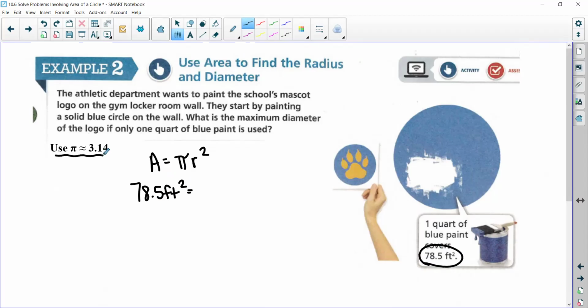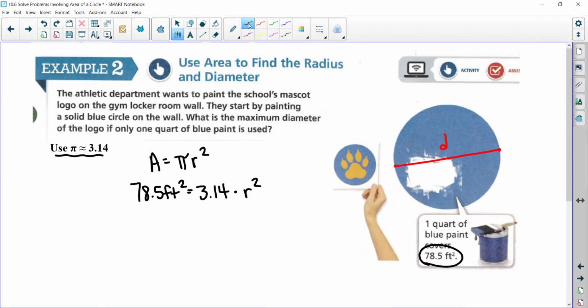It tells us to use 3.14 for pi. So our job is to find the radius. If we go back and look at the problem, what is the maximum diameter of the logo? So we're trying to find the diameter. Remember, our formula doesn't actually use diameter, it uses the radius. So we're going to have to solve for the radius, and after we figure out what that is, we're going to have to multiply by 2 because that'll be equivalent to our diameter. So how do we solve this?